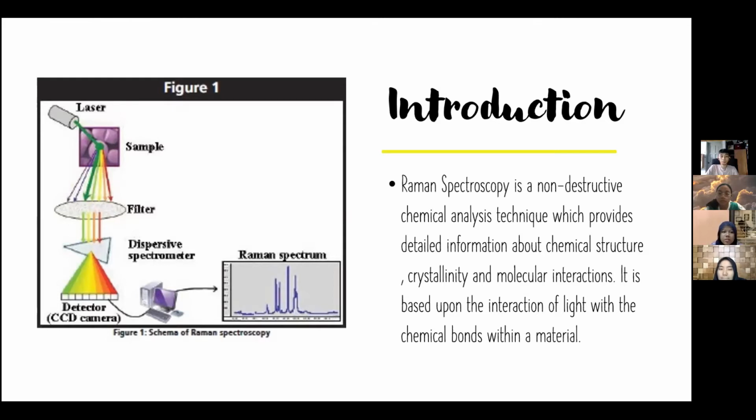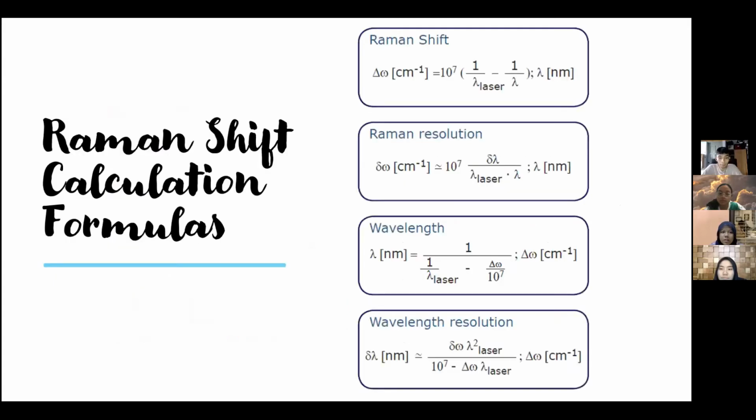So next is the Raman shift calculation formulas. There are four different formulas to calculate. The first one is to calculate the Raman shift. The second one is to calculate the Raman resolution. The third one is to calculate the wavelength. And the last one is to calculate the wavelength resolution. Next slide.